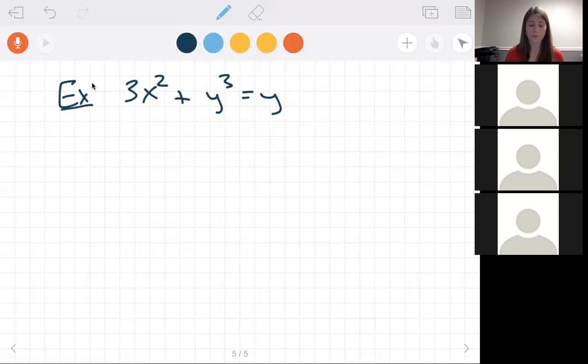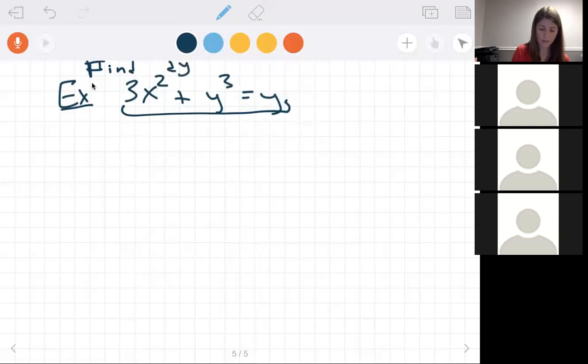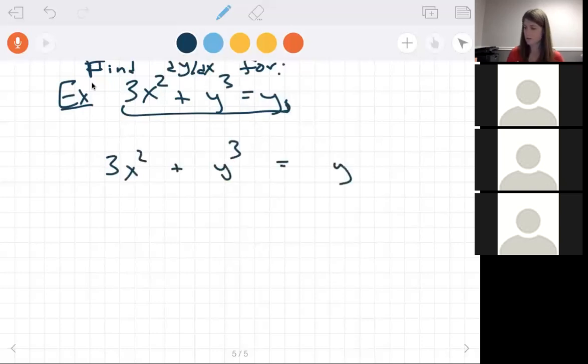So first step of our implicit differentiation: first of all, most times the directions will say, find dy dx for your implicit function. So let's just go ahead and write that function over again. I'm going to give us a little bit of space here. And we're going to differentiate both sides with respect to x.